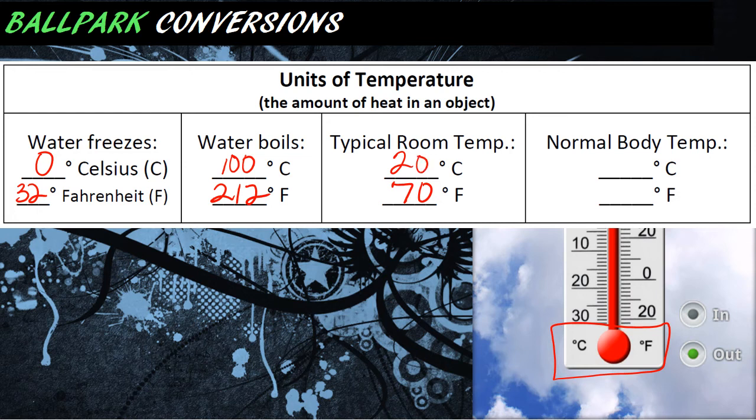And our normal body temperature, so when you're healthy and living, is about 98 degrees Fahrenheit. Your normal living body temperature, you can say that's pretty close to 37 degrees Celsius.